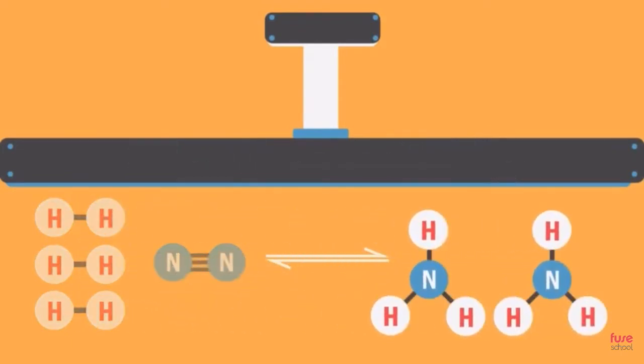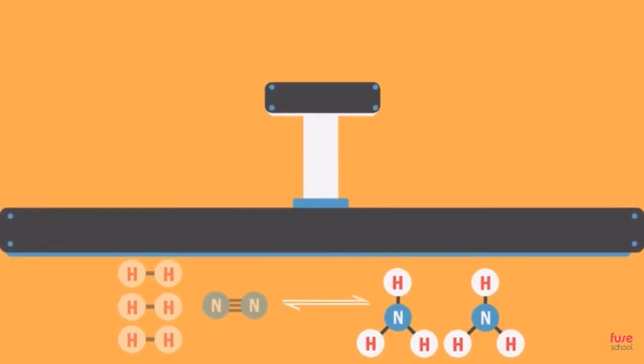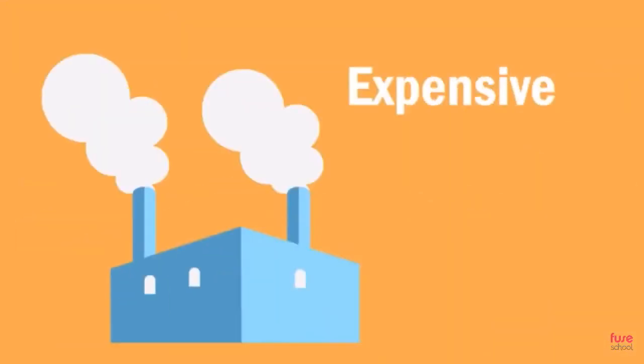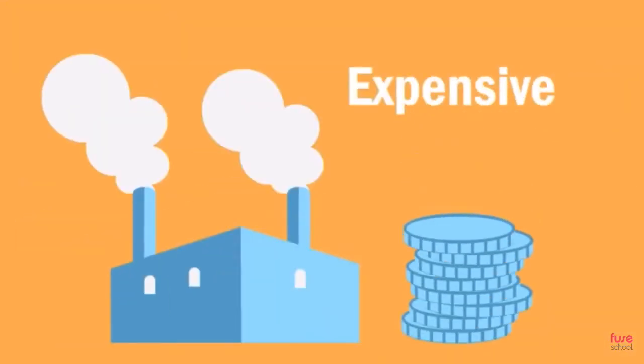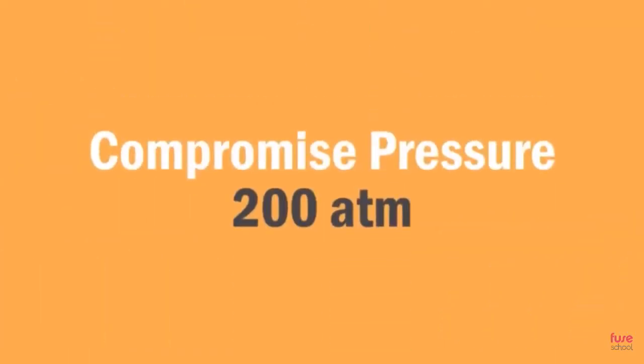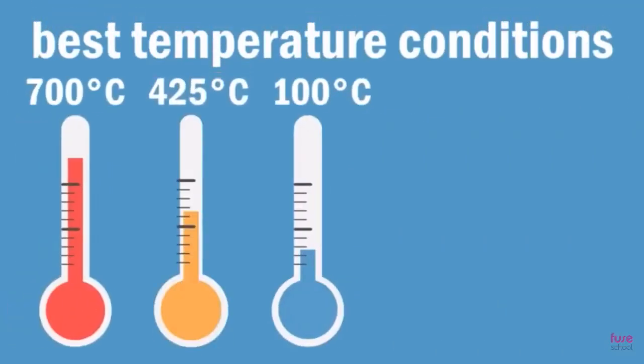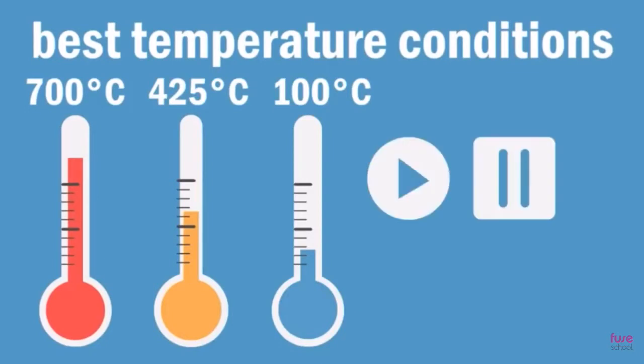It would make sense to conduct the reaction at a very high pressure, but we must also remember that it is expensive to build and operate a plant that can withstand such high pressures. Therefore, a compromise pressure of 200 atmospheres is used. Let's keep Le Chatelier's principle in mind. What do you think is the best temperature conditions to maximize ammonia production? Please pause the video to think about this and resume once you are ready.